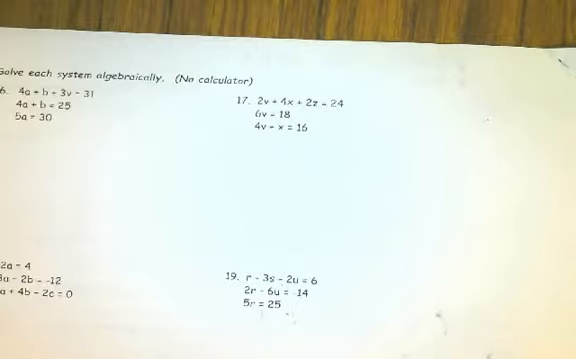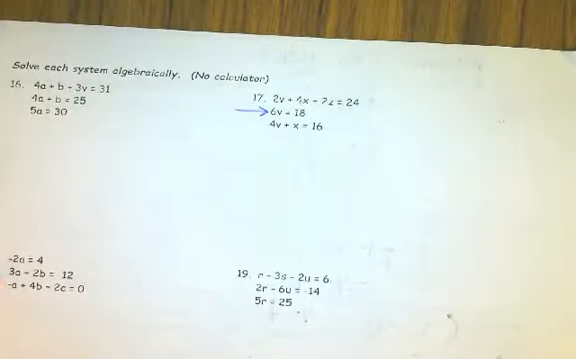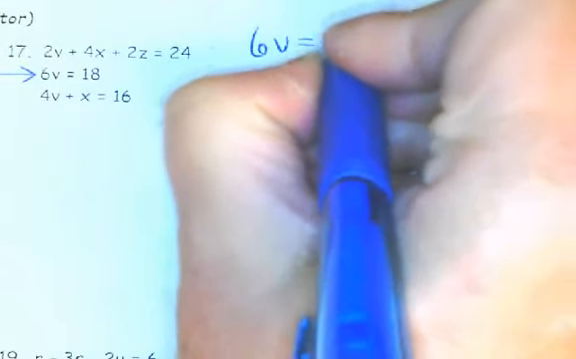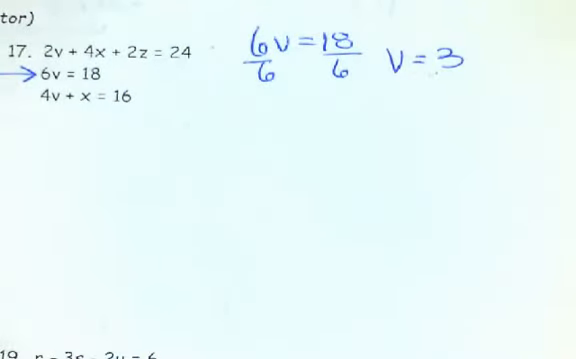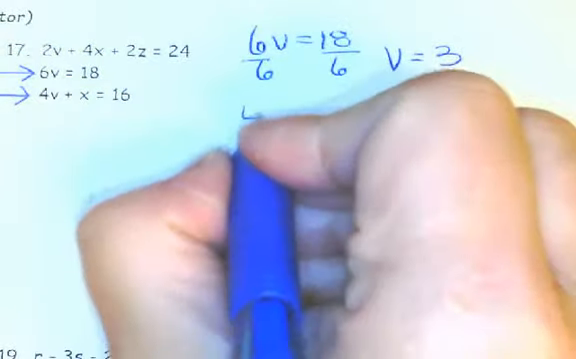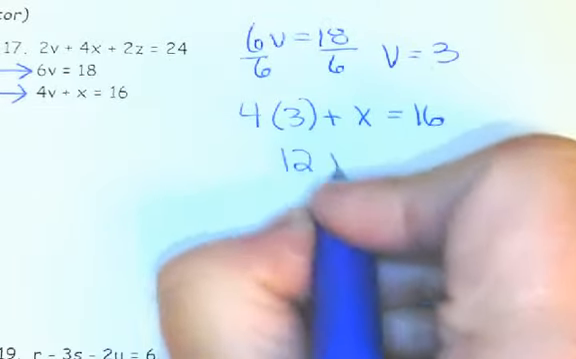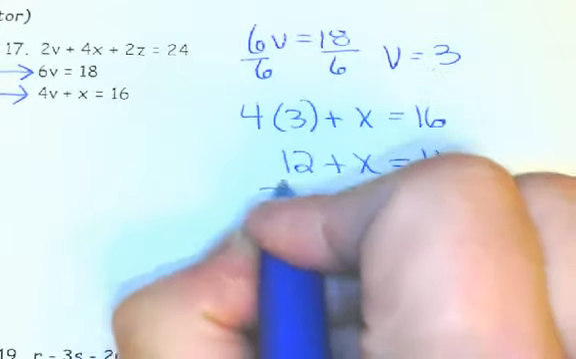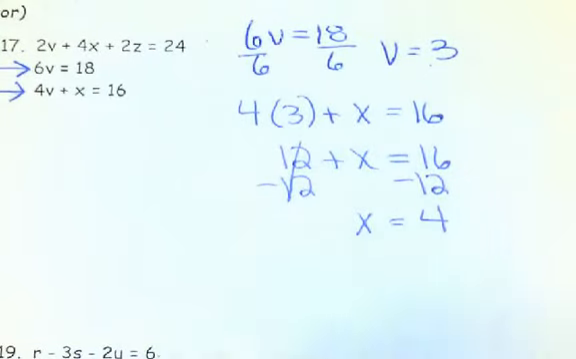So here, just always start with the one with one variable. So for instance, this one's all jumbled up, but I'm going to start with this one because it only has one variable. So that's going to give me 6v equals 18. And if I divide by 6, v equals 3. Then I'm going to move to this one because it only has two variables, and I'm going to use the v, and the v was 3. So 4 times 3 plus x equals 16. 12 plus x equals 16. Minus 12, minus 12, x equals 4.